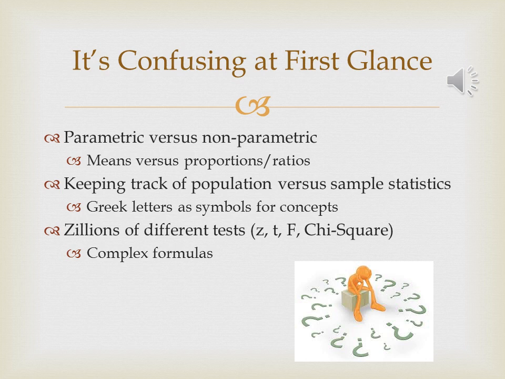I know at first glance, all of this is very confusing. You have these terms thrown around like parametric versus non-parametric. We're talking about means, or are we looking at proportions and ratios? We're trying to keep track of population versus sample statistics. They keep throwing these Greek letters out there as symbols for ideas, for concepts. And then there seems to be these zillions of different tests that we're supposed to figure out how to do and how to apply. The z-test, the t-test, the f-test, and how about this chi-square thing?